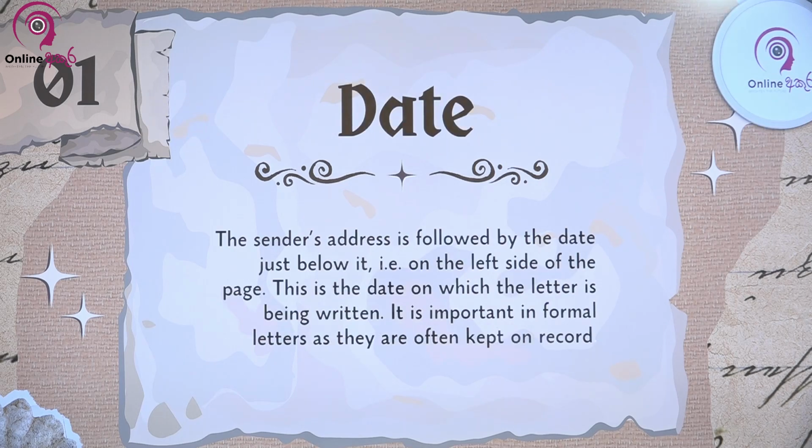The next thing is the date. This comes right below the address. The sender's address is followed by the date just below it on the left side of the page. This is the date on which the letter is being written. It is important in formal letters as they are often kept on record. Now this is a very important point. Date is very important in a formal letter.